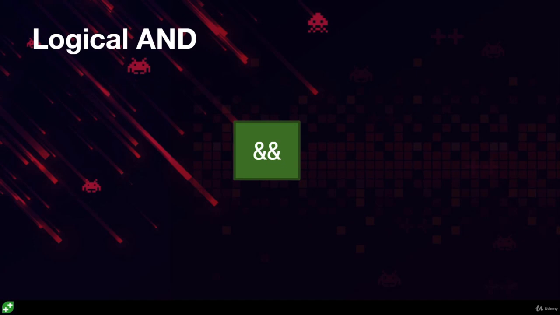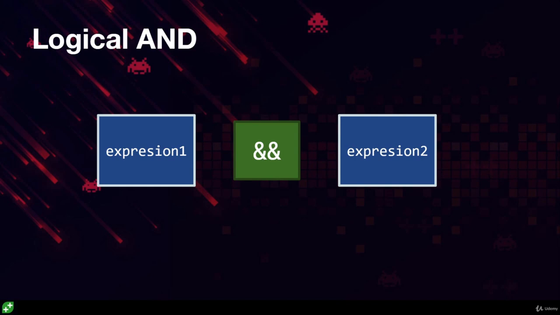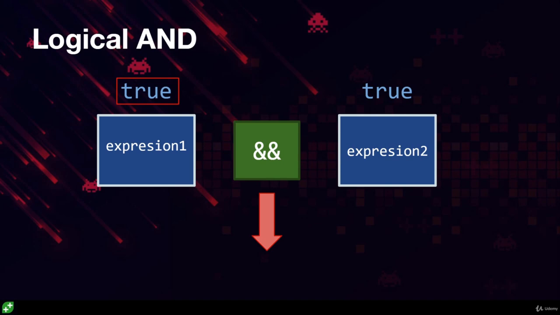Now, this is the logical AND operator. It looks like two ampersand signs, and we simply call it AND. The AND operator takes an expression to its left and an expression to its right, then returns a Boolean value. If both the expression on the left is true and the expression on the right is true, then AND returns true. So both have to be true in order for AND to return true. If both expressions are false, AND returns false.